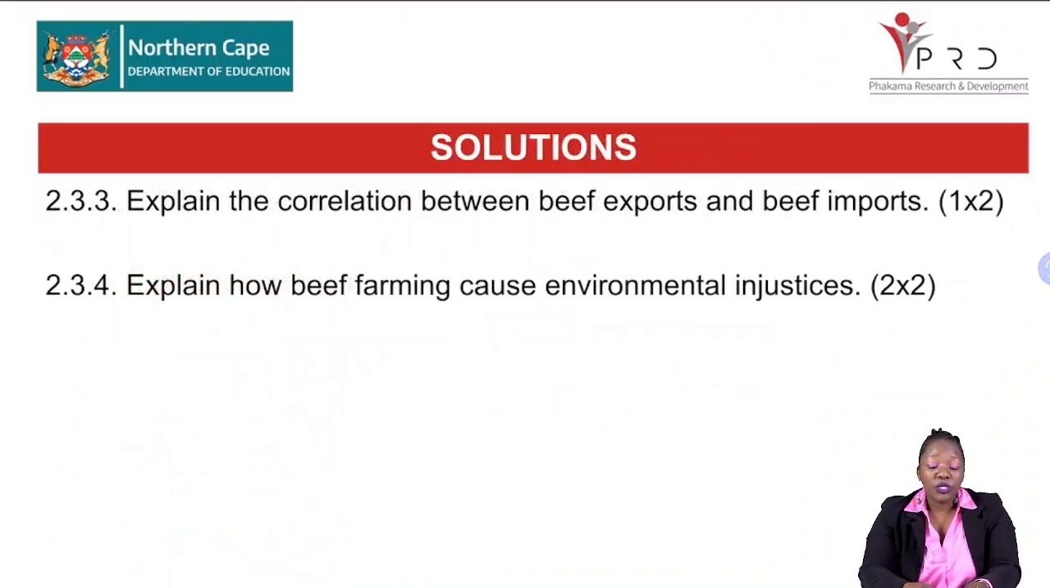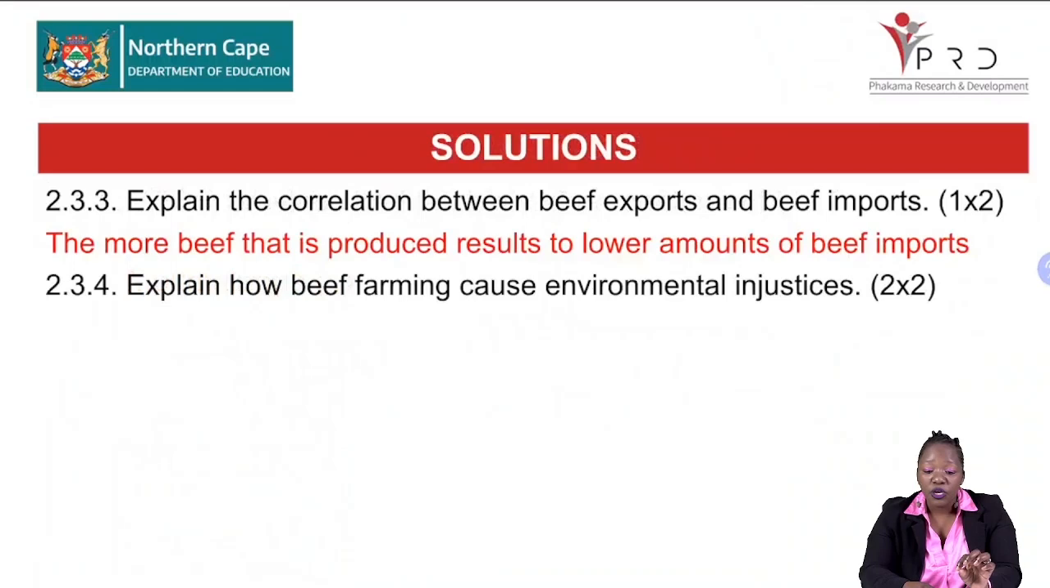Then your third question, you explain the correlation between your beef export as well as your beef import. Remember, the export is going out and the import is coming in. So the more beef that is produced, it will result in a lower amount of beef imports.